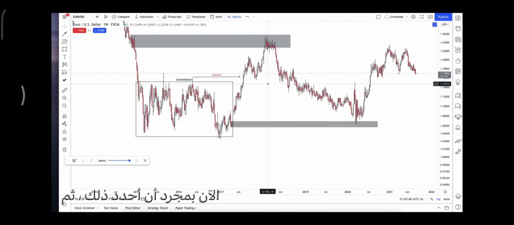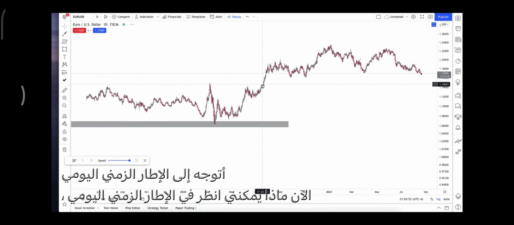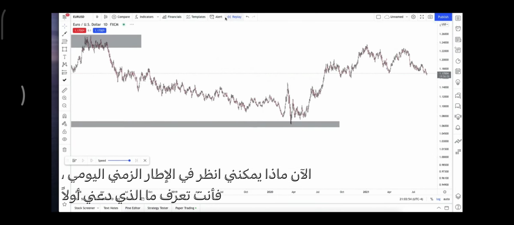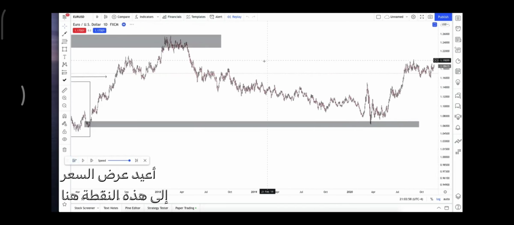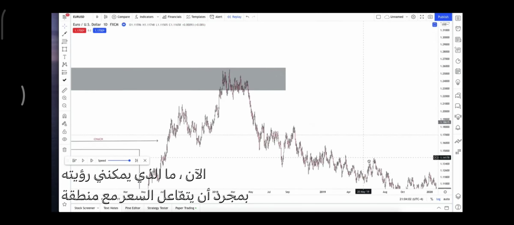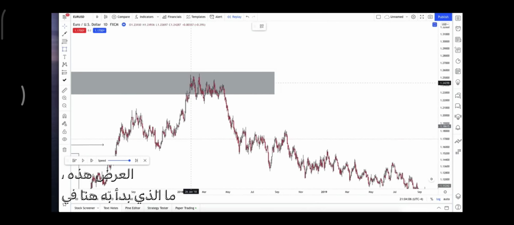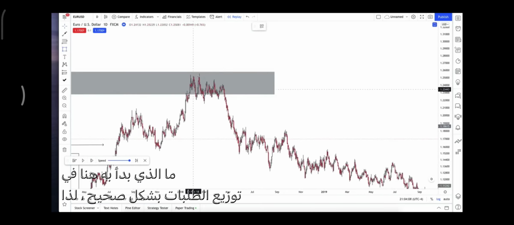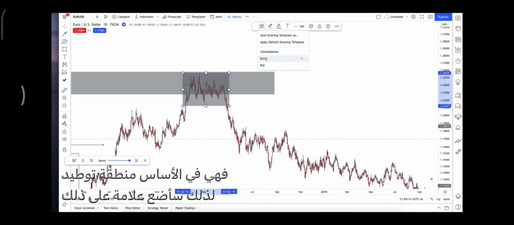Now once I have that marked out, I then head over to the daily time frame. Now what can I see on the daily time frame? You know what, first let me replay price back to this point over here. Now what can I see? Once price reacted off this area of supply, what did it start doing here? Distributing orders, right? So essentially this is an area of consolidation. So I'll have that marked out.